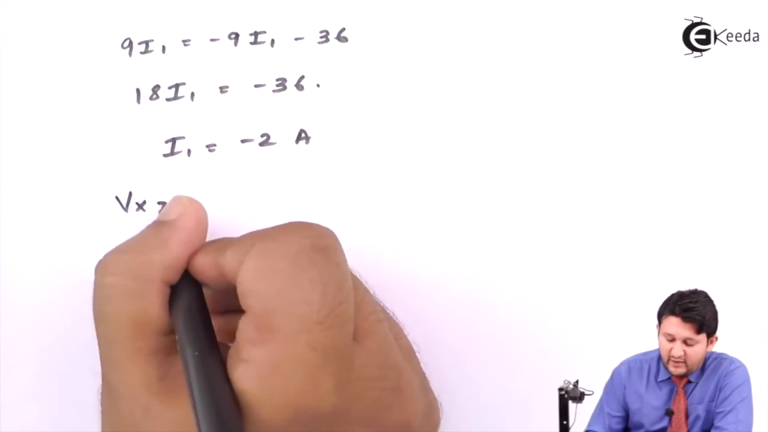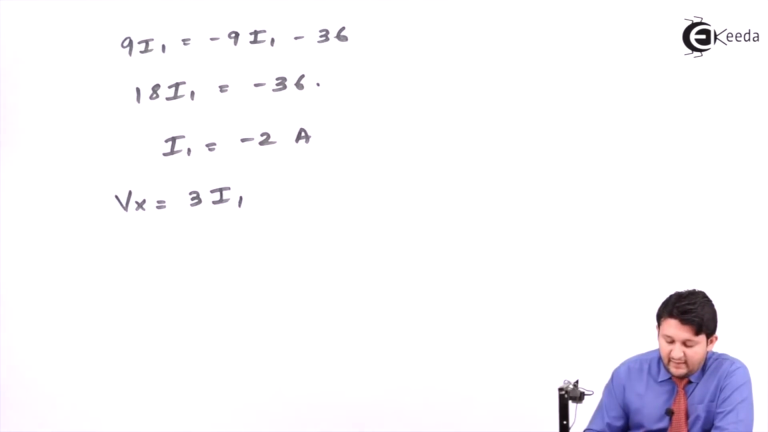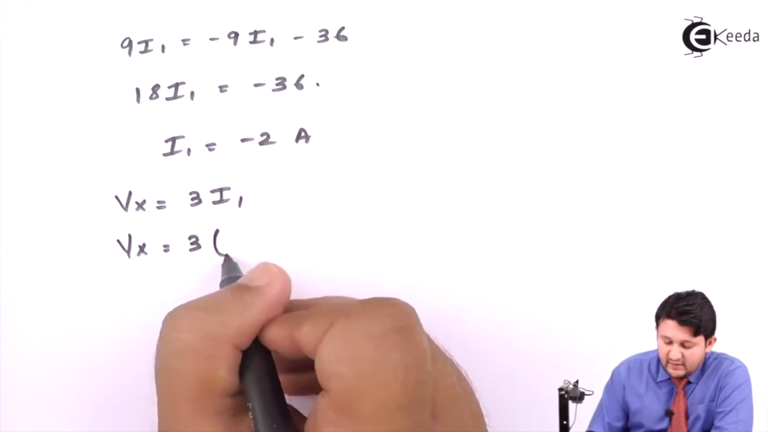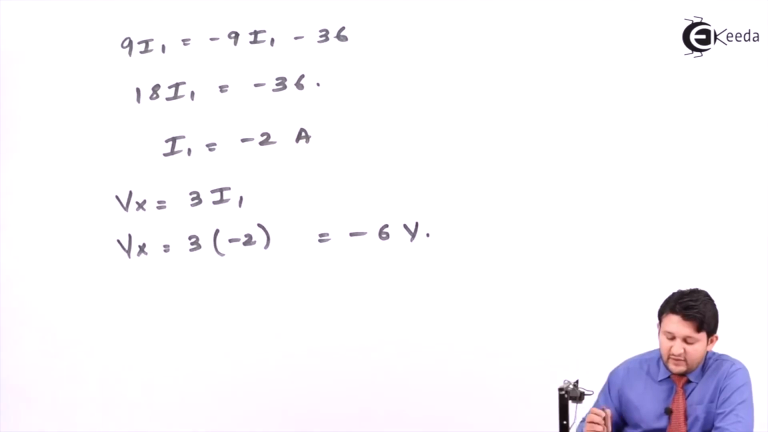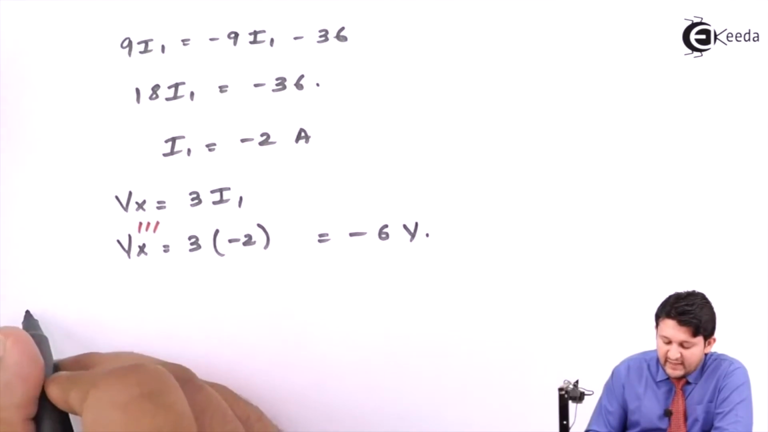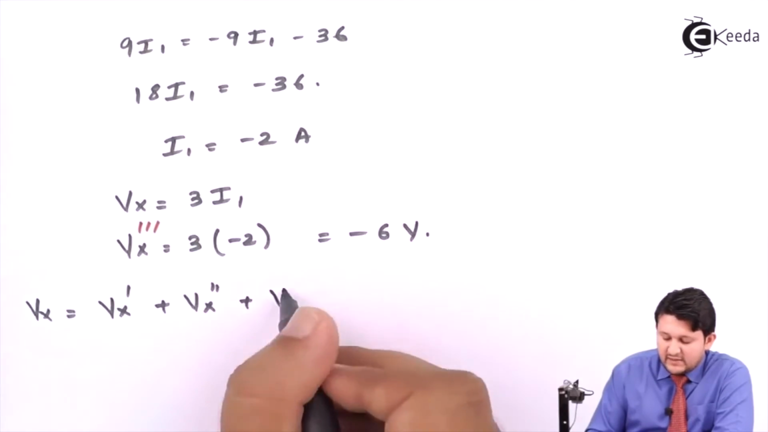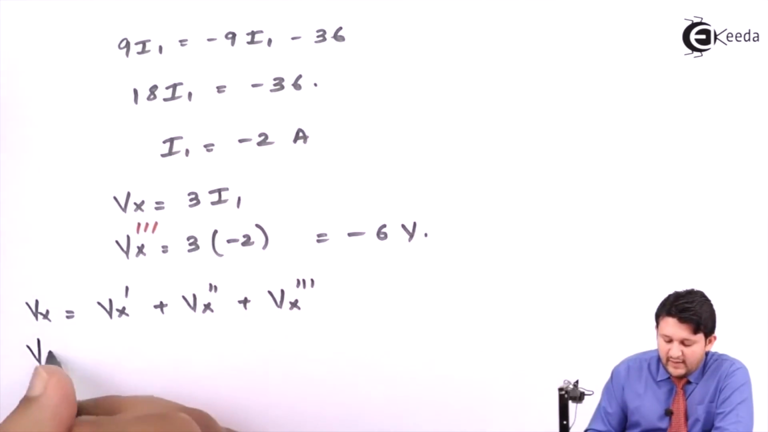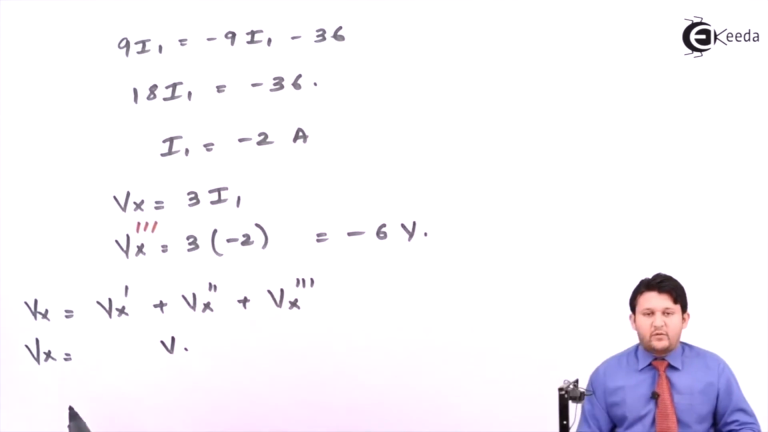Already you have found the relationship between Vx and I1, that is nothing but 3i1. So put the value of I1, which is minus 2. This will be minus 6 volt. Since this Vx is for the third case, you denote it by triple dash. So ultimately, you have found Vx for each and every case. At the end, you have to find the total Vx. So Vx is equal to Vx dash plus Vx double dash plus Vx triple dash. Add all the values for Vx from start to bottom, and you'll get the total value for Vx, in volts.